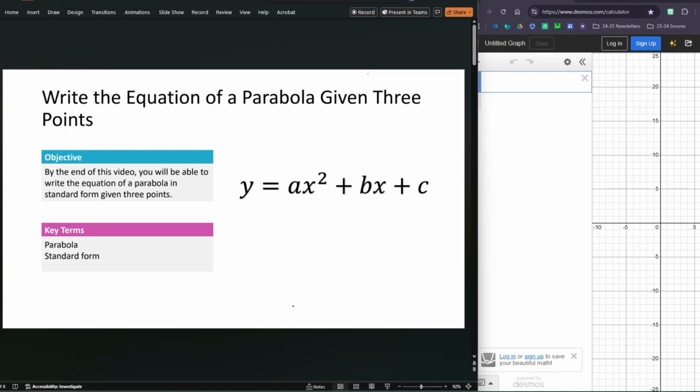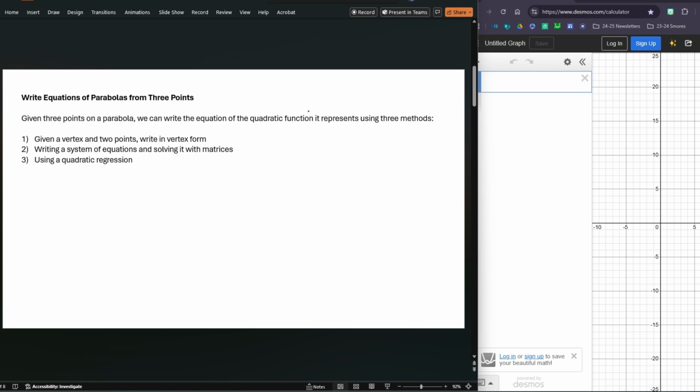So in this video, we're going to talk about how to write the equation of a parabola given 3 points. Given 3 points on a parabola, you can write the equation of the quadratic function it represents using one of three methods. If you have the vertex and 2 points, then you can write the equation in vertex form. If you have just any 3 points, you can write a system of equations and solve it with matrices, or you can use a quadratic regression. So we'll see examples of all three methods in today's video.